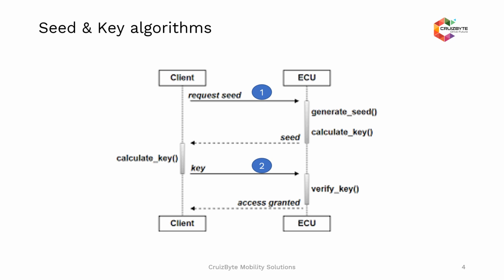So in general, the client requests a seed from the ECU. A seed is nothing but a value. That value is generated by the ECU with the help of the ECU algorithm inside the ECU. Then it calculates the key with the generated seed, and it sends the seed back to the diagnostic tester with this dashed line pointing towards the client.